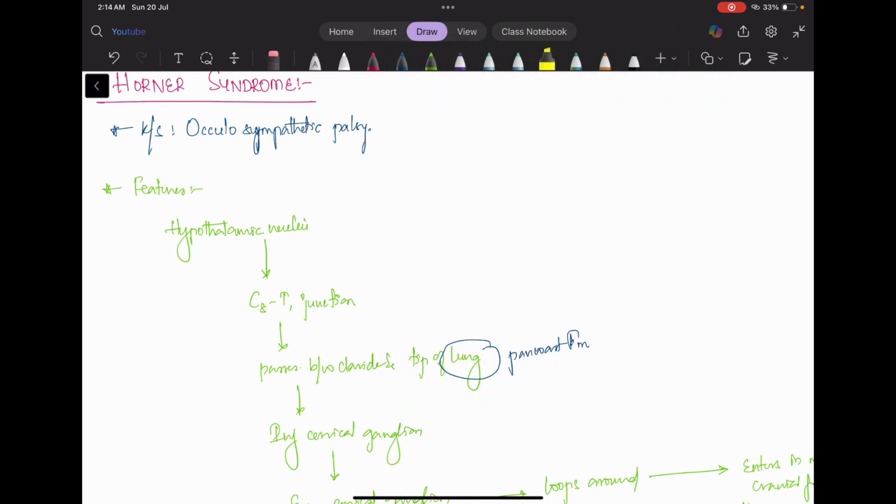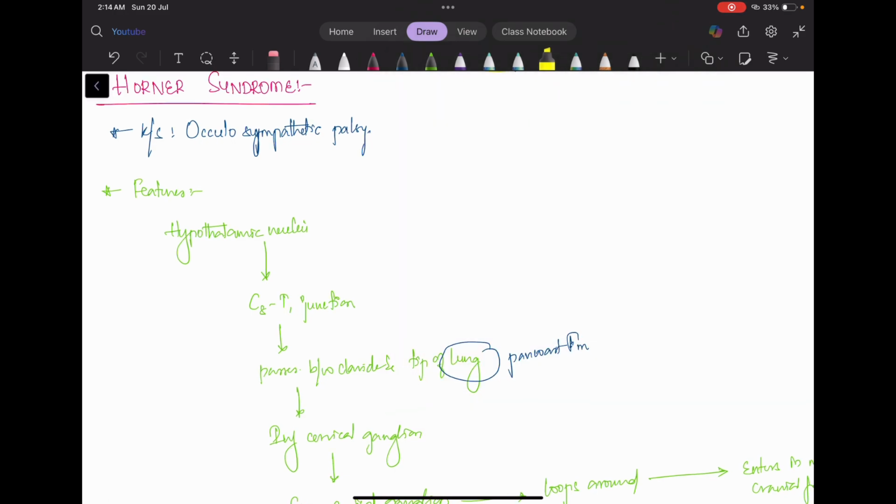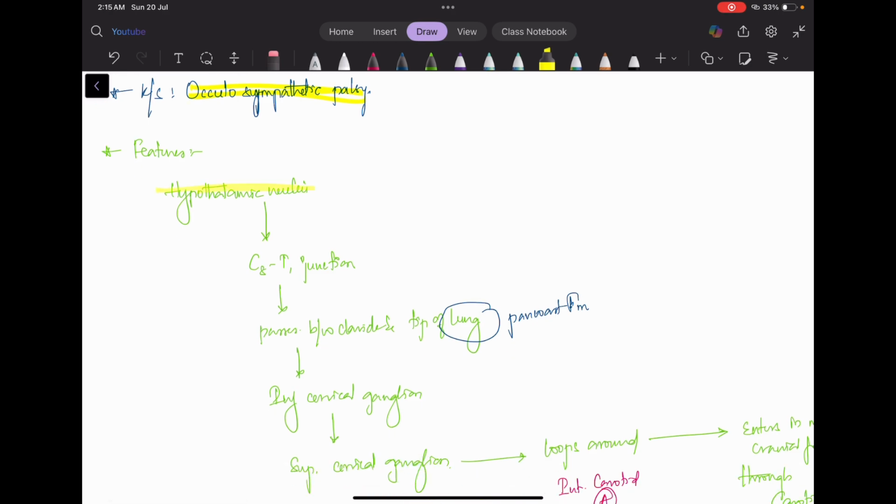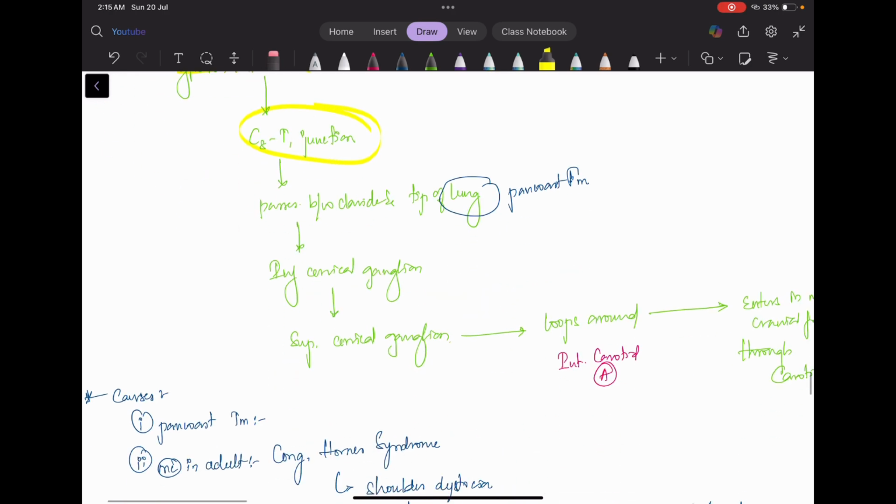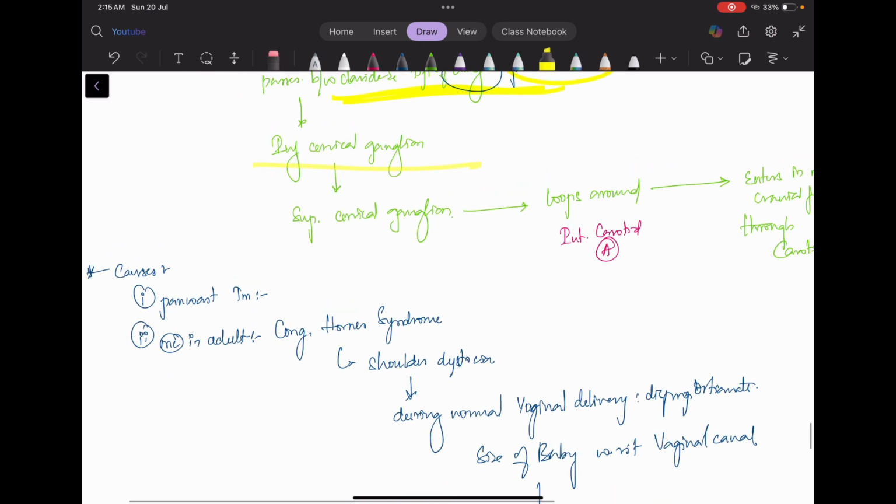Let's make it bigger. Yeah. So today in this video we learned about Horner syndrome. It is also called as oculosympathetic palsy. So features, nothing but your pathogenesis. Hypothalamic nuclei, C8-T1 junction. It passes through that C8-T1 junction, and then it passes between the clavicle and the tip of the lung, where at the tip of the lung you see Pancoast tumor. Then it passes to the inferior cervical ganglion.